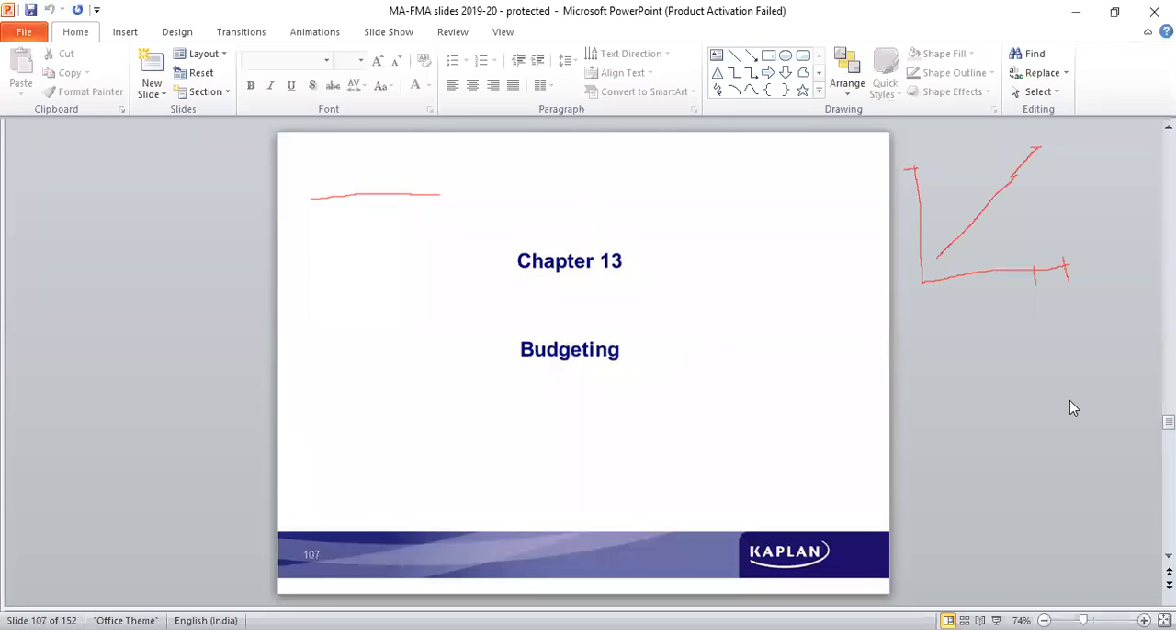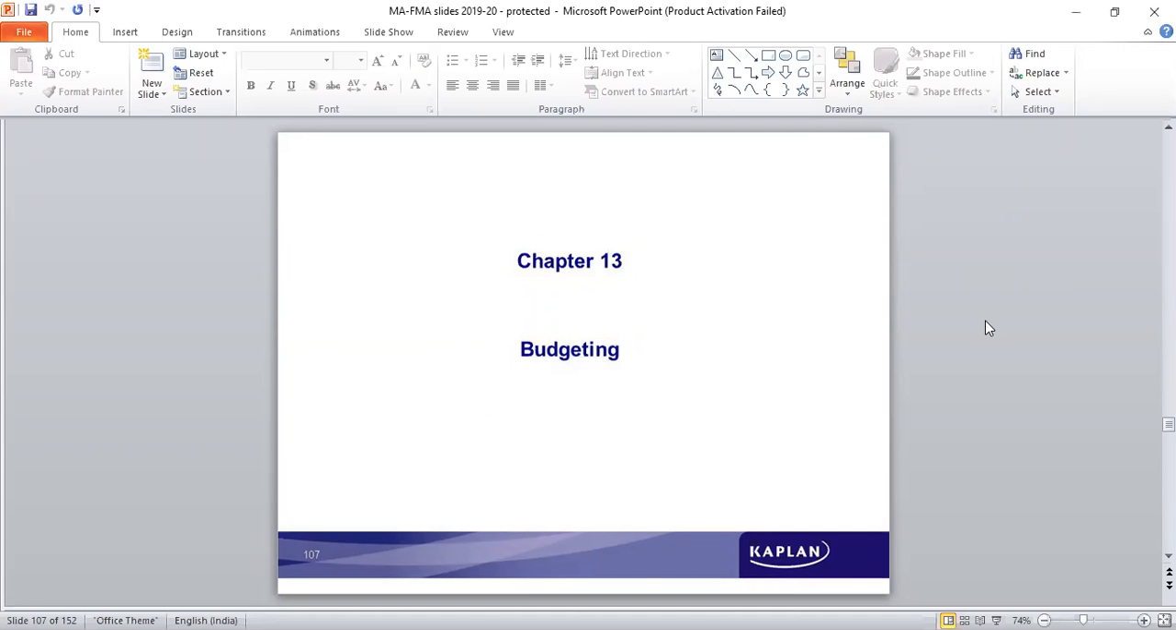Chapter number 13. Chapter number 13 is budgeting. What is a budget? We got the answer. The financial plan. A financial plan which is prepared prior to a given period of time is called a budget. The process of preparing budgets is called budgeting.